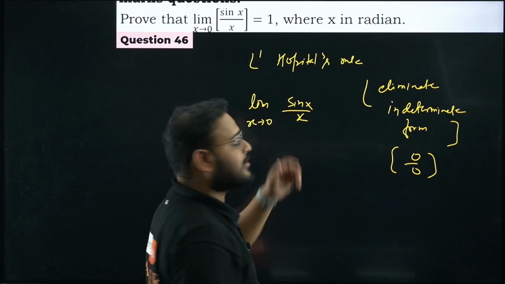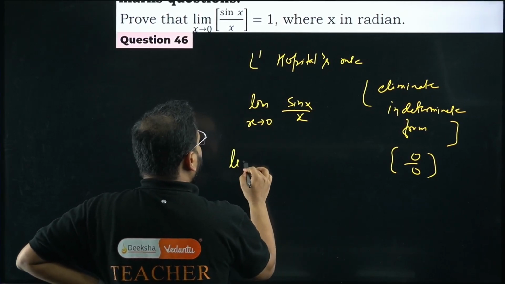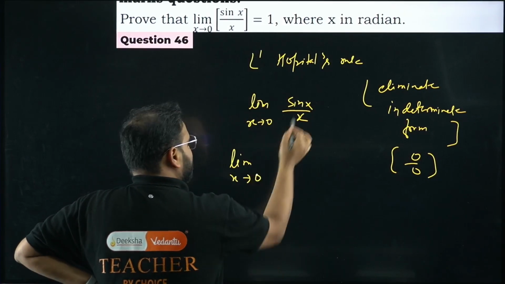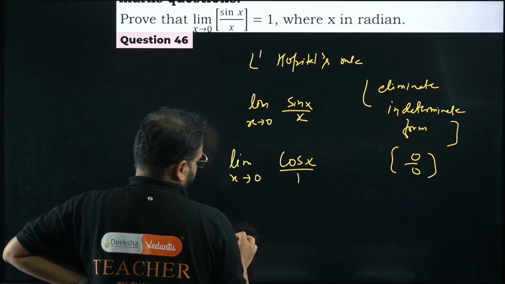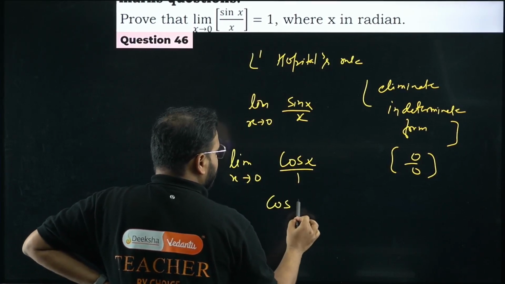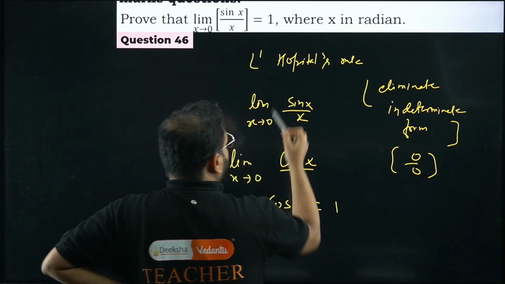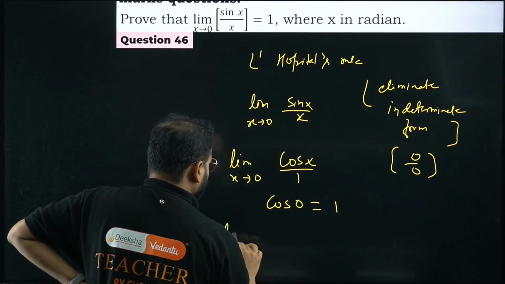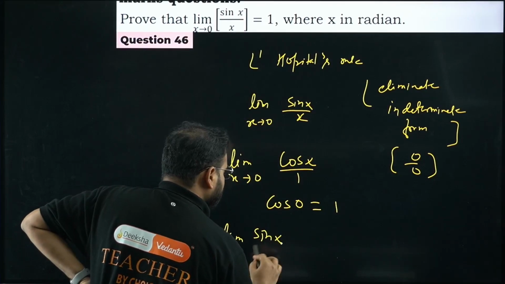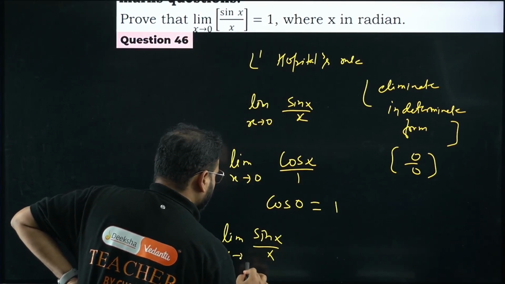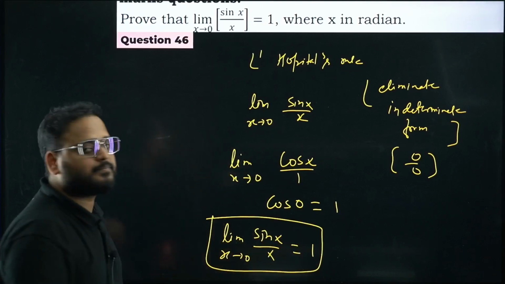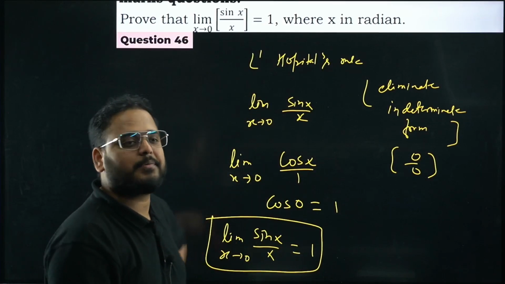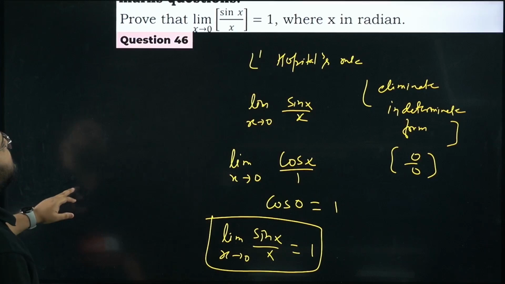To eliminate that, let's differentiate under the limits. Limit will remain as it is. Sin x will become cos x. X will become 1. Now you put it back. It will become cos of 0. What is that? 1. So we have proved it. Limit sin x by x when x tends to 0 is nothing but 1. Please check. This question is done. As simple. Yes, 3 marker. Please check. 46 is done.